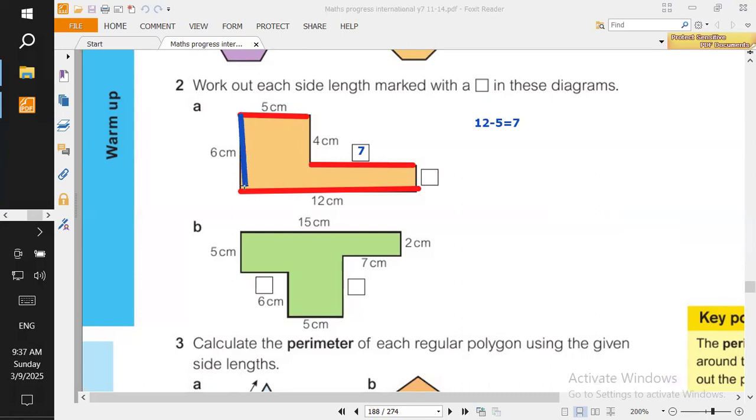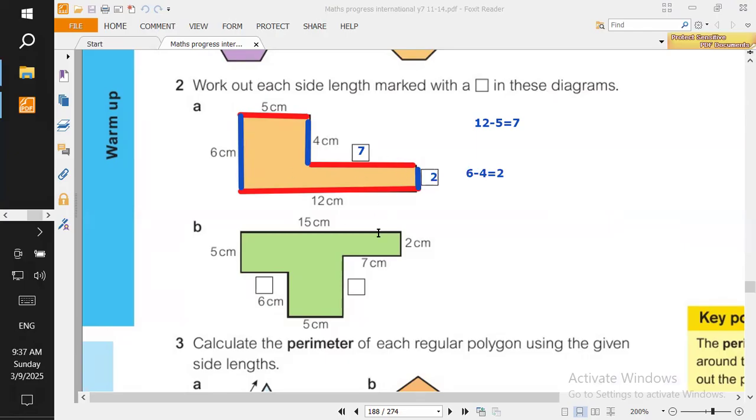This line, the 6 centimeters, is facing the 4 and the small line here. So basically, I just subtract them, 6 minus 4, to find the small line here. So 6 minus 4 will equal 2. So this one is 2 centimeters. And this is how you find the missing lines in a shape.